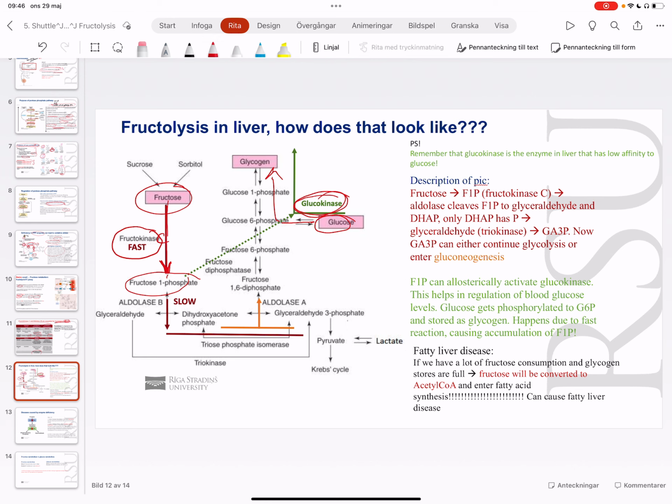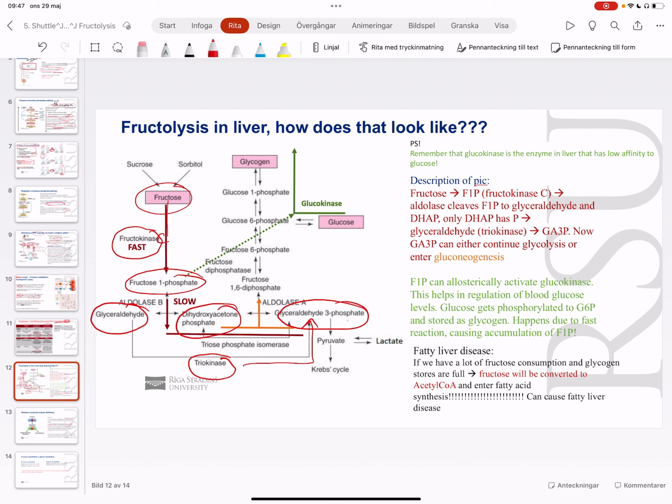But when we cleave, so let's move on. When we cleave fructose 1-phosphate, because fructose only has one phosphate right now, only one molecule will have a phosphate, and so we will get dihydroxyacetone phosphate, and we will get glyceraldehyde. And this glyceraldehyde, together with triokinase, we can actually make into glyceraldehyde 3-phosphate. And when we have glyceraldehyde 3-phosphate, that means that we can either go back to gluconeogenesis, or we can go to the glycolysis pathway, depending on what kind of needs the cell has.